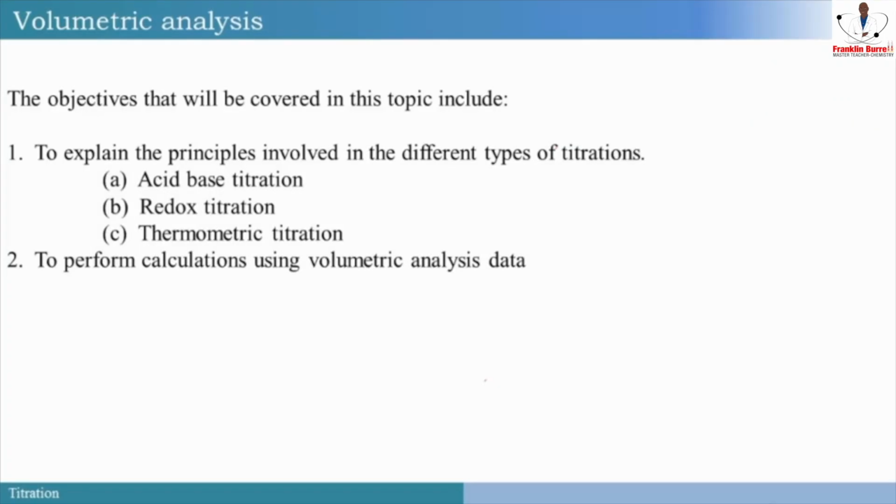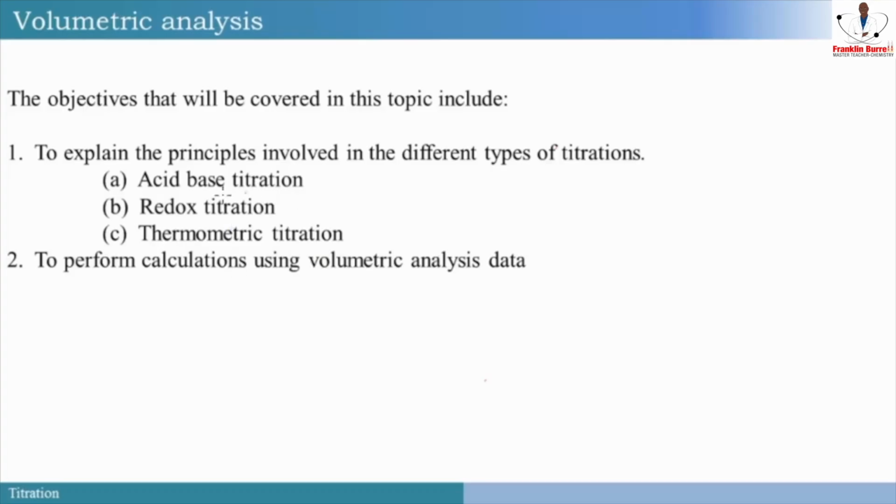This topic is volumetric analysis. We will be looking at titration and its calculation during this particular topic. The objectives that will be covered in this topic will include explaining the principles involved in the different types of titrations. We have acid-base titration, redox titration, and thermometric titration. We will be carrying out calculations involving these titrations.